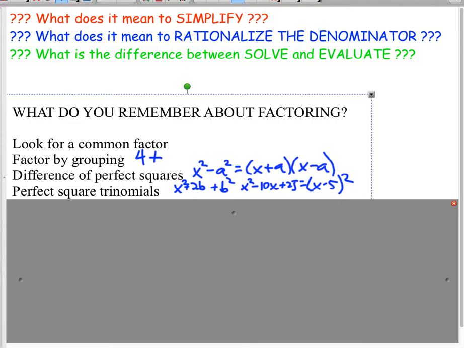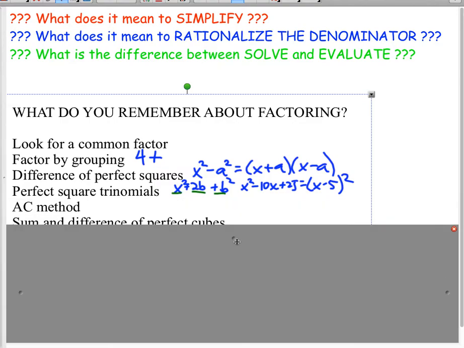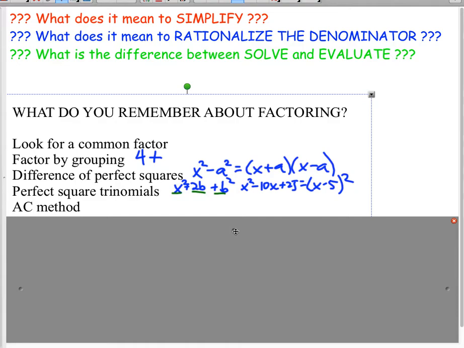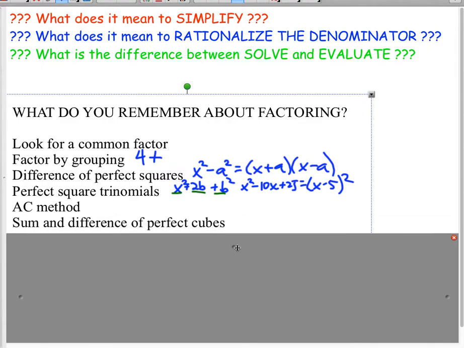It's perfect, but yet it's a trinomial, meaning it has 3 terms here: 1, 2, 3. The 2 comes because the outside and the inside terms, when you distribute, are the same. The AC method, that's one that you'll definitely need to know for problems on any of your assignments or tests. The sum and difference of perfect cubes, this may be one you've forgotten. I'll put the formula up here in a minute.